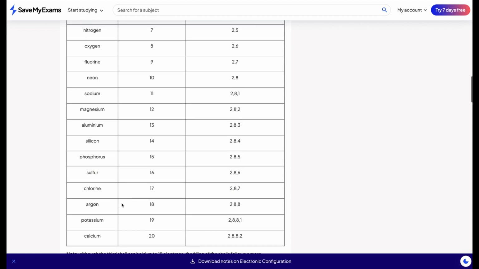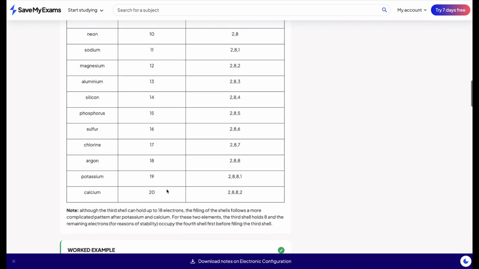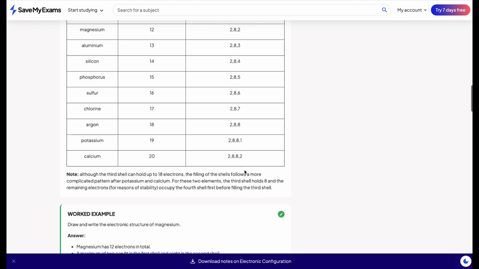Which is argon. All the noble gases have a complete outer shell, so argon is 2, 8, 8. All these ones, like helium, neon and argon, are not reactive because they have a complete outer shell. Then potassium is the fourth one: 2, 8, 8, 1. Calcium is 2, 8, 8, 2. We continue like that till this shell completes 8 again.